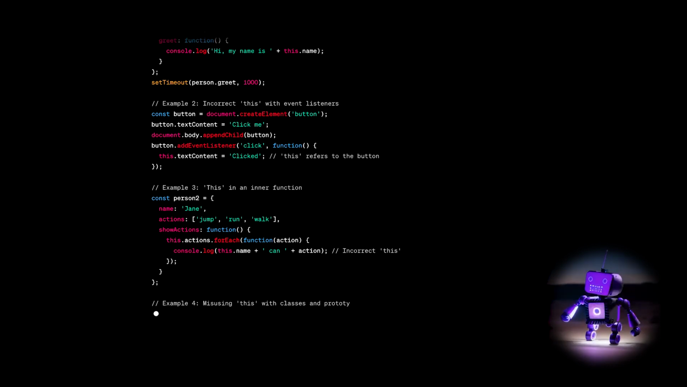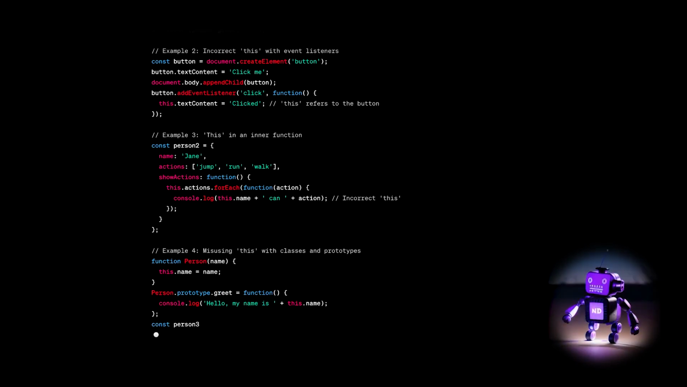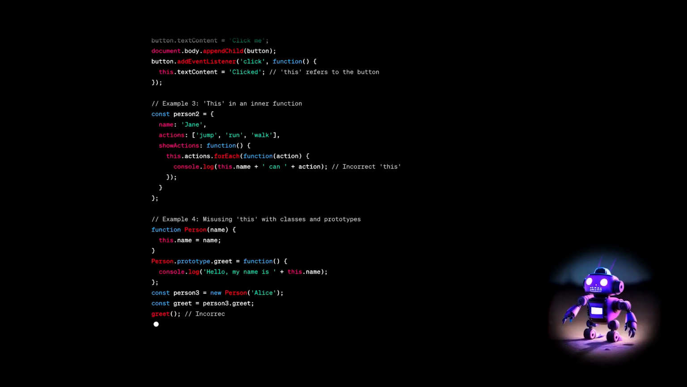Example 4 demonstrates a scenario with constructors and prototypes. Here, this is incorrectly understood when detaching a method from its object. When greet is assigned to the greet variable outside its original object, calling it standalone makes this lose the reference to the person3 object, leading this.name to be undefined.